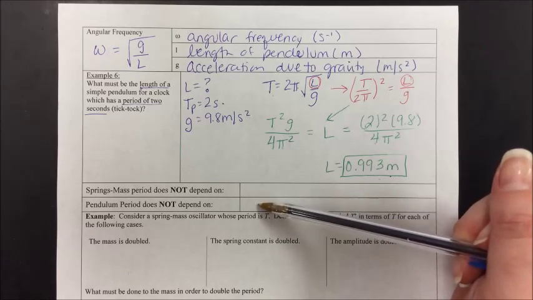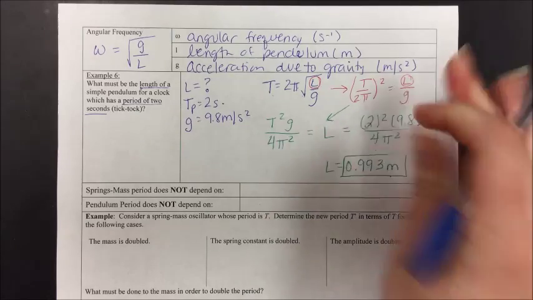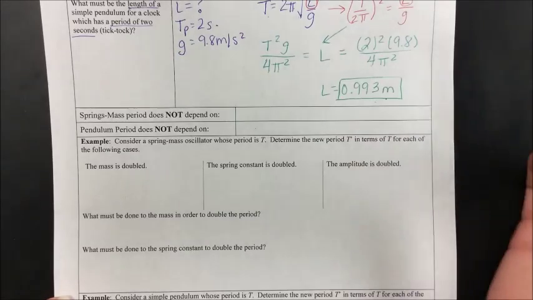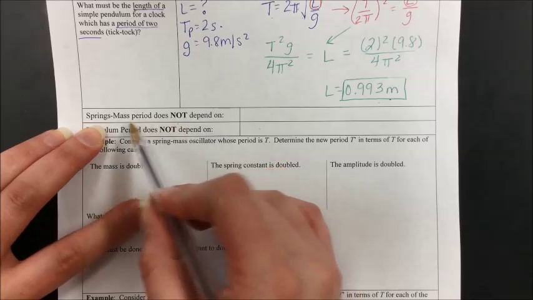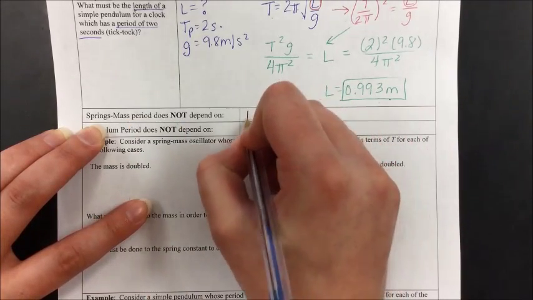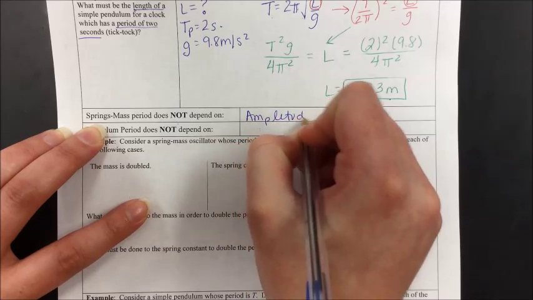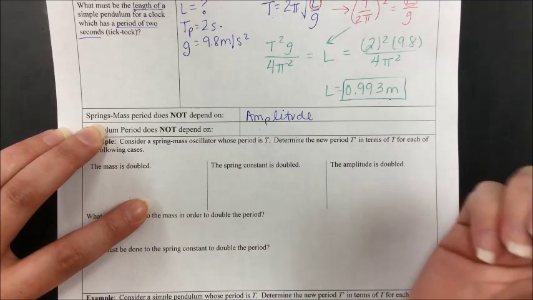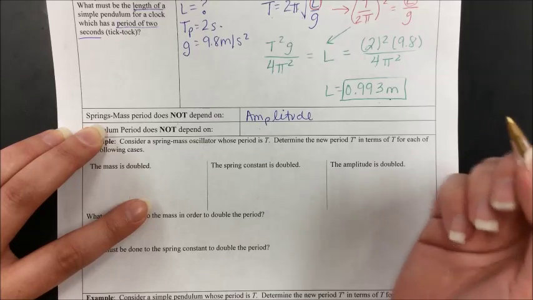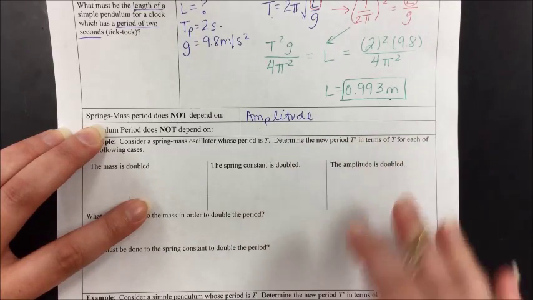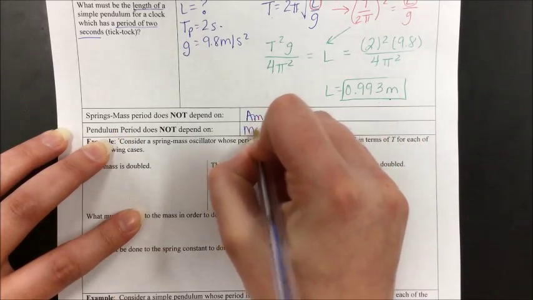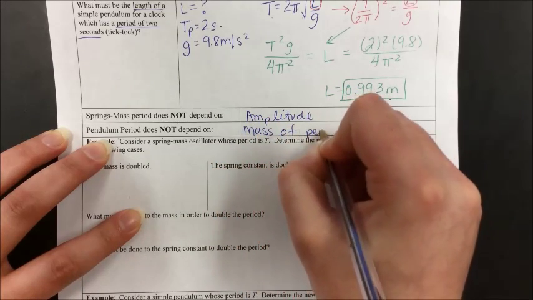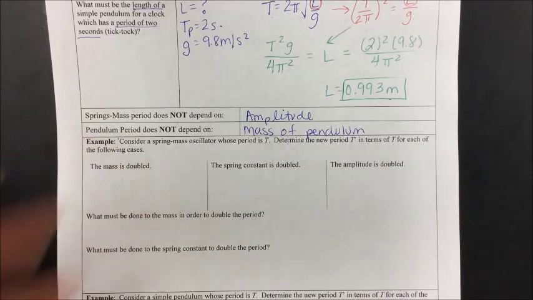Some things do not affect the period that normally you would think logic dictates that they do, but they actually don't. On a spring mass oscillator, the period does not depend on the amplitude. No matter how far you pull back that spring, it's not going to change how long it takes to go back and forth across that equilibrium point. And in a pendulum, the mass of the pendulum does not affect the period of the pendulum.